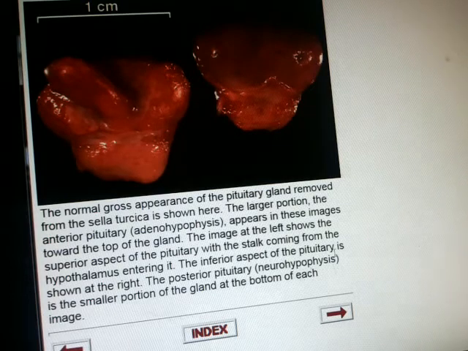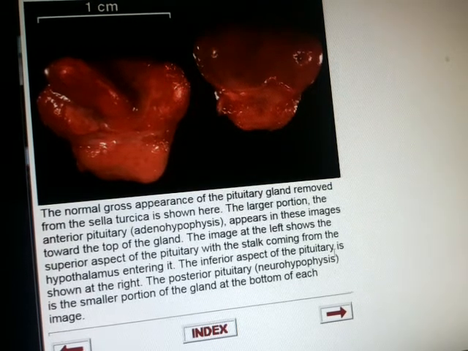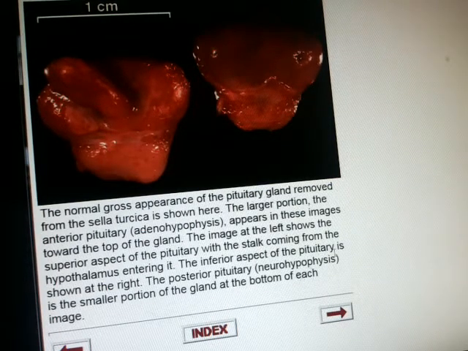Any questions about thyroid? Any question? Right. Let's go to talk about the pituitary gland.